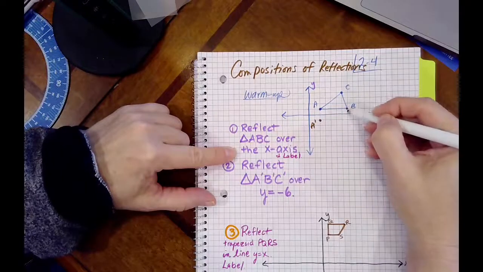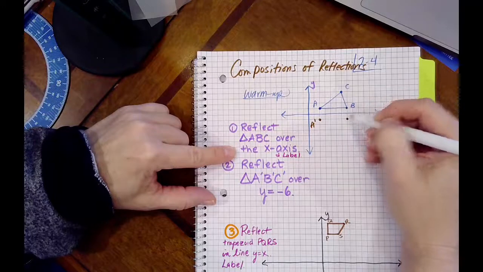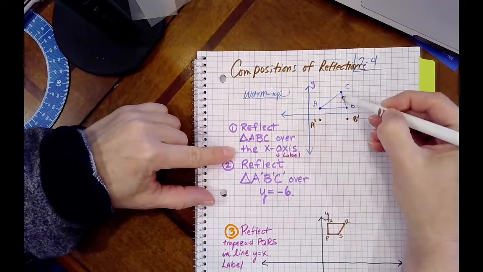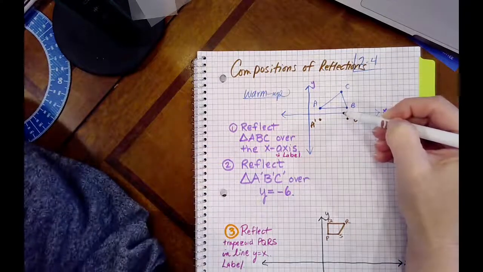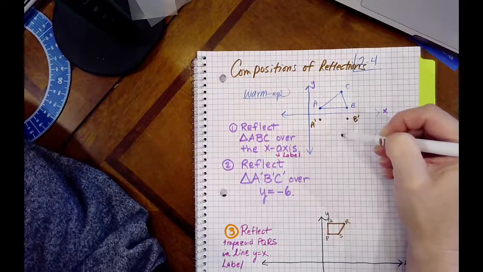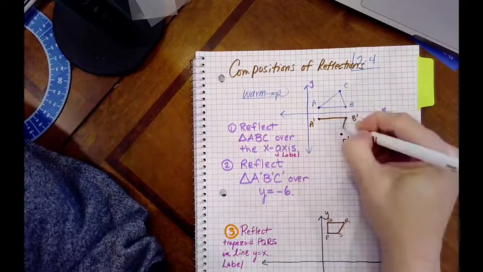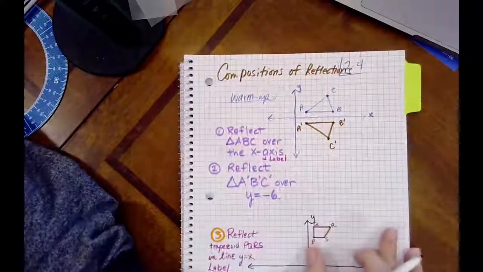Same thing with B. It is 1 away from our x-axis, our line of symmetry, reflected over 1 unit, B prime. Look at point C. It is 1, 2, 3, 4 units away from our line of symmetry, so go 4 the other way. 1, 2, 3, 4, and that is the reflection of C. Put those together, and that is our reflected triangle.